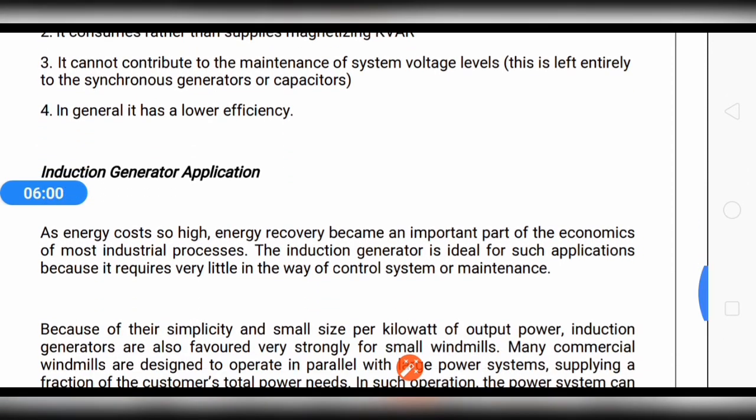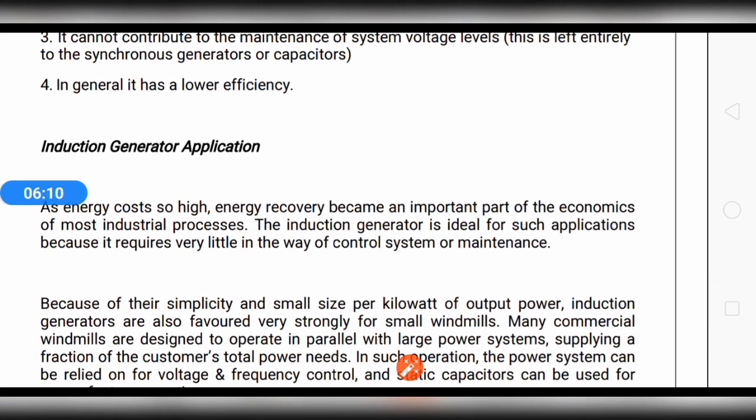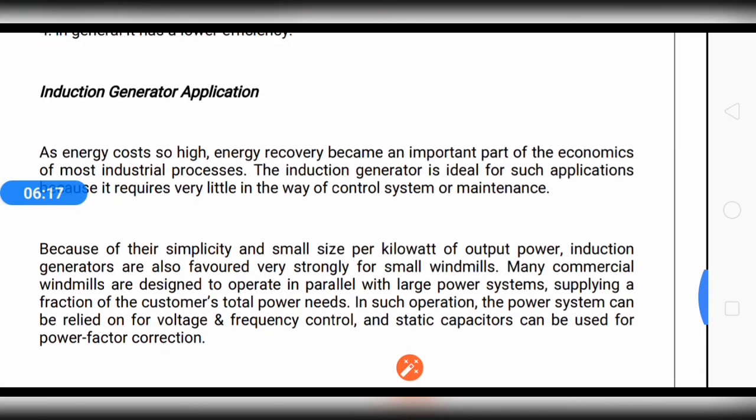Now, as energy cost is high, energy recovery becomes an important part of the economics. Therefore, the induction generator is ideal for such applications because it requires very little in the way of control system or maintenance. Because of their simplicity and small size per kilowatt output power, induction generators are very strongly favored for small windmills.